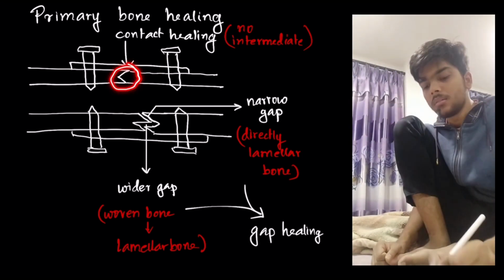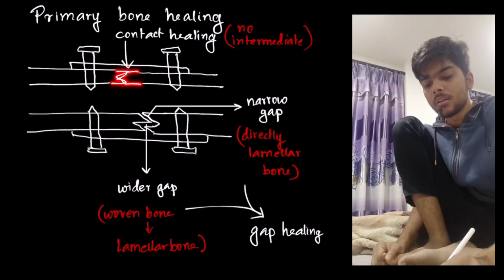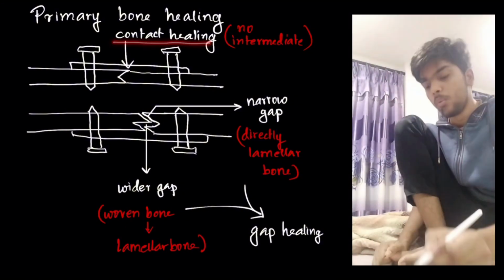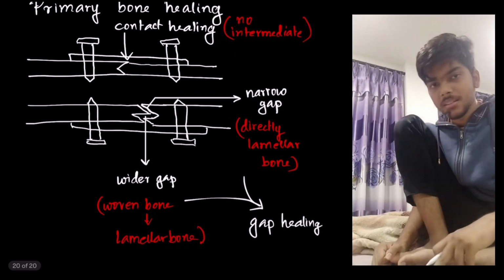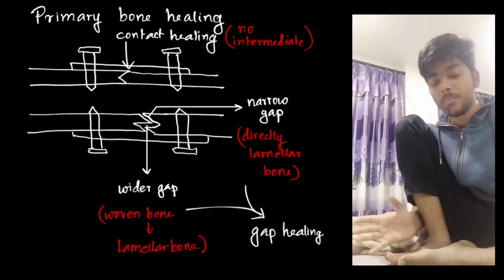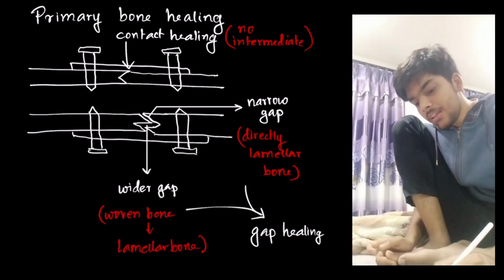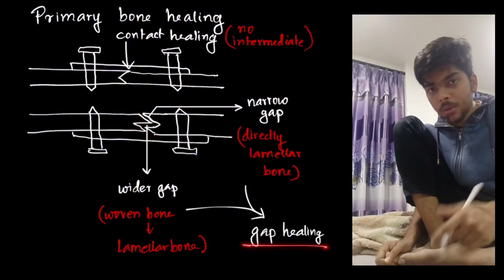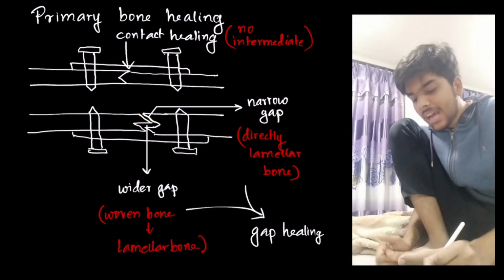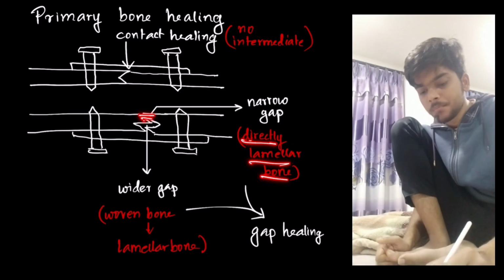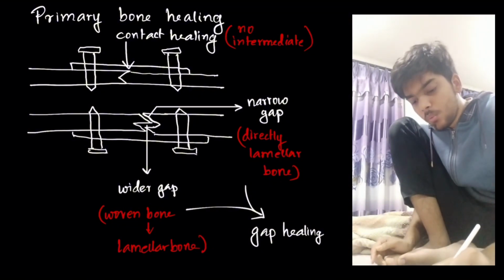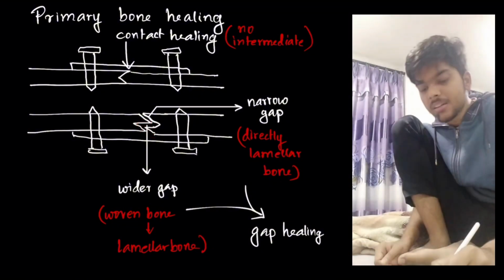When there's no gap at all and the two ends are in complete contact with one another, the type of primary bone healing taking place is contact healing, where there are no intermediate stages. The bone heals directly, with no intermediate stages at all. But if there is gap, then the type of healing is gap healing, which is of two types. If the gap present is very narrow, then direct lamellar bone formation takes place. But if the gap is comparatively wider, then first woven bone formation takes place, then that gets replaced by lamellar bone.